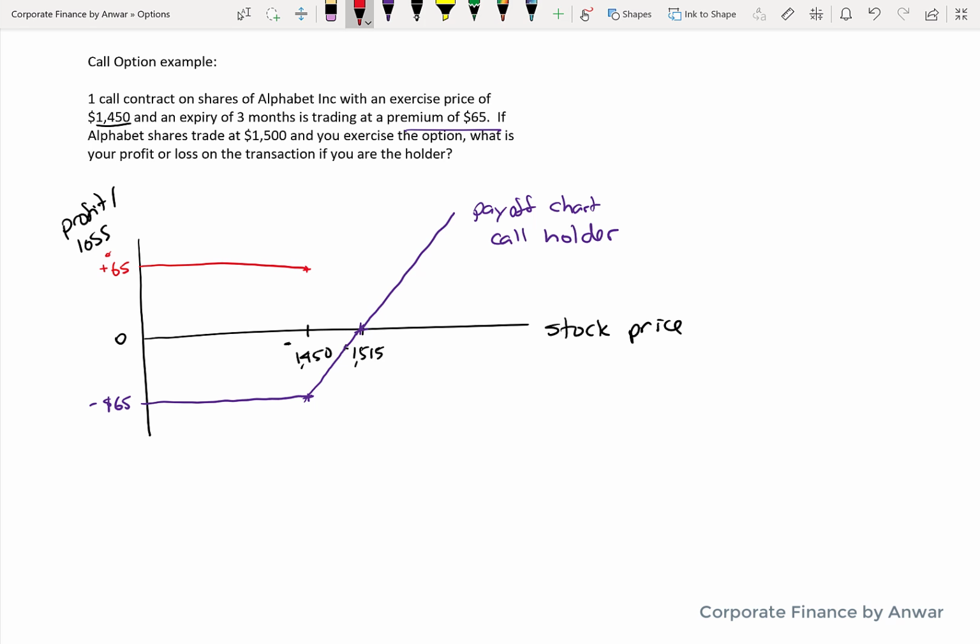And then as the price goes up, they start losing money because they have to provide the stock at a cheaper price than market. And their break-even is exactly the same as the break-even for the holder. So at 1515, the premium is offset by the loss on exercising for the writer, and then you connect those two and you get the payoff chart for the call writer. And again, it's a zero-sum game, so that's why one is the mirror image of the other.